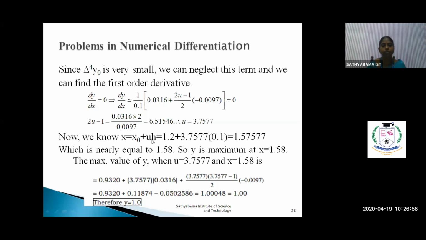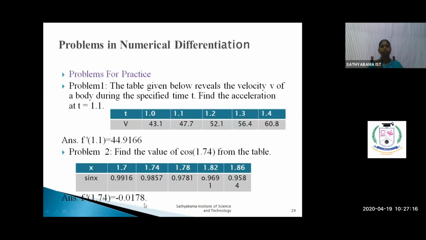x is equal to x naught plus u h. So you will get 1.57577, and it is nearly equivalent to 1.58. It means we found the value of x, and now we can find out the maximum value of y at x equal to 1.58 by using the same formula. So what am I getting? y is equal to 1. So this is the procedure.